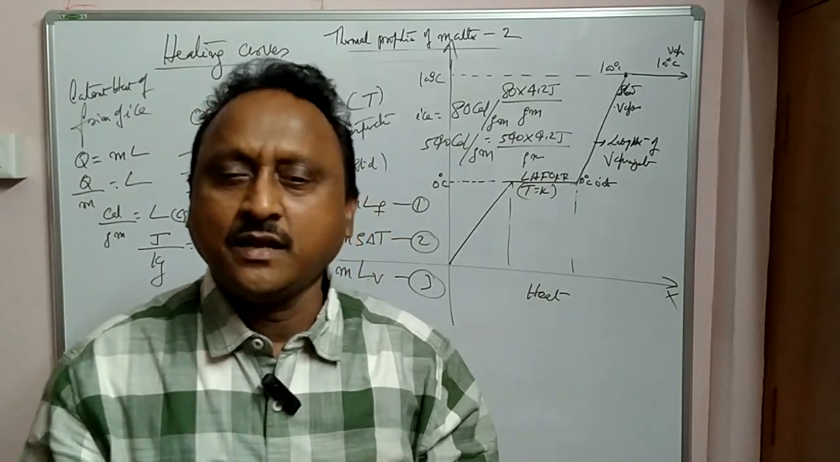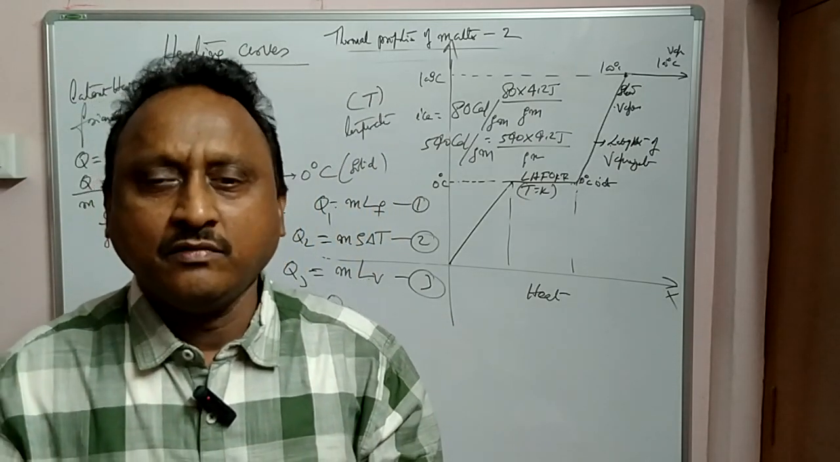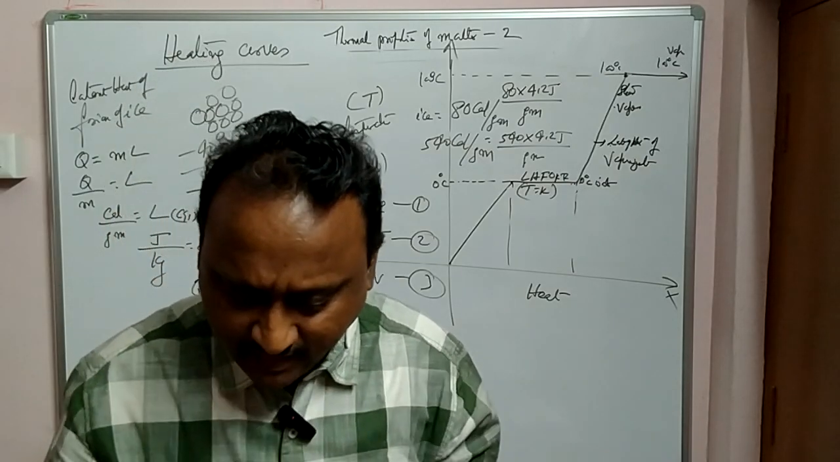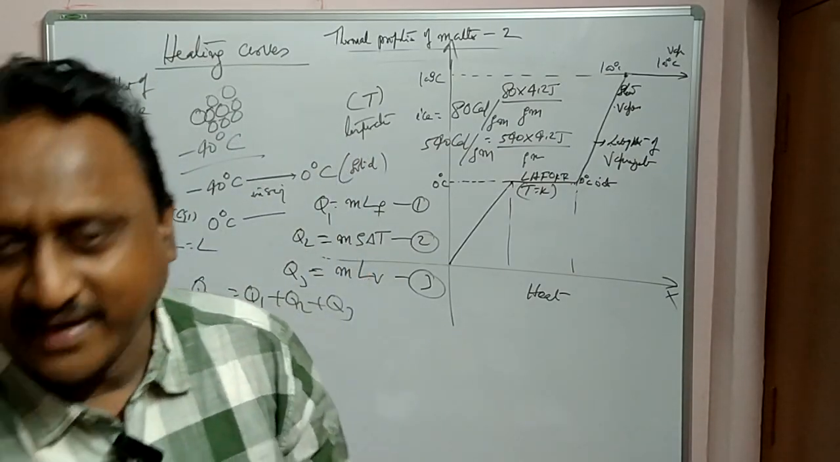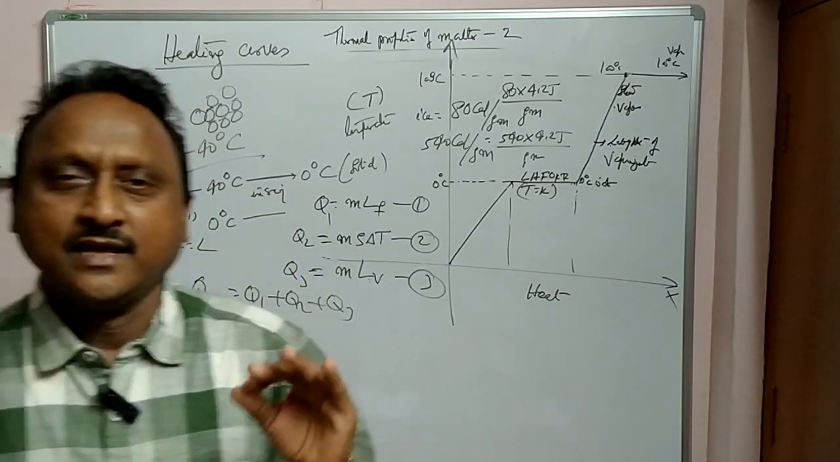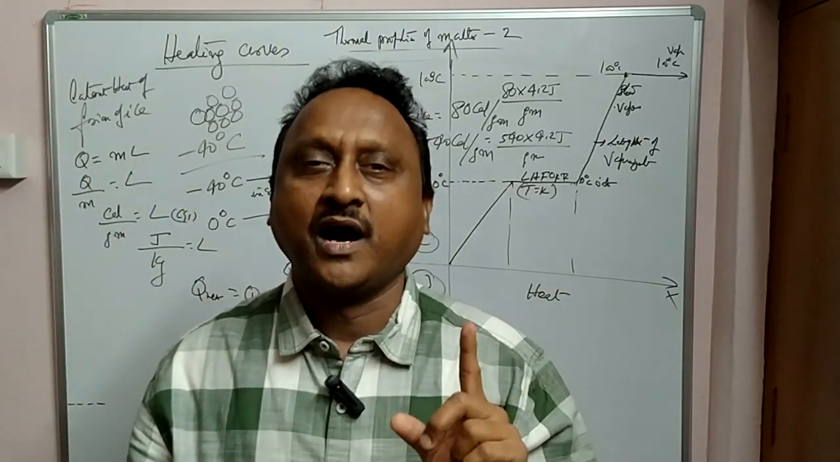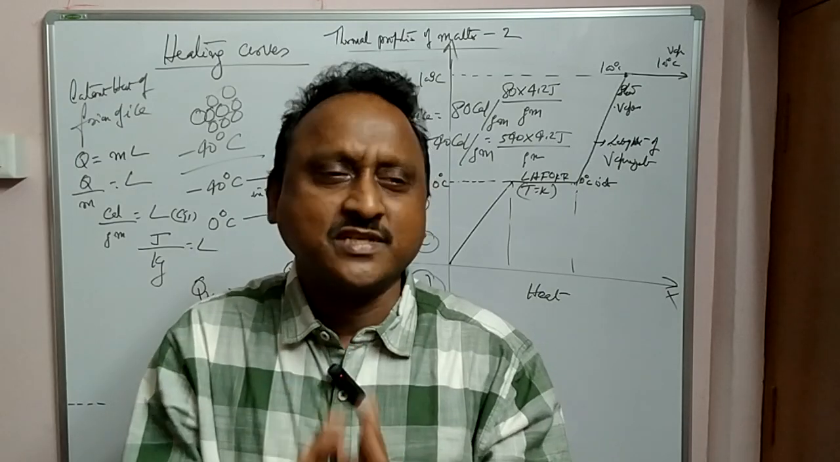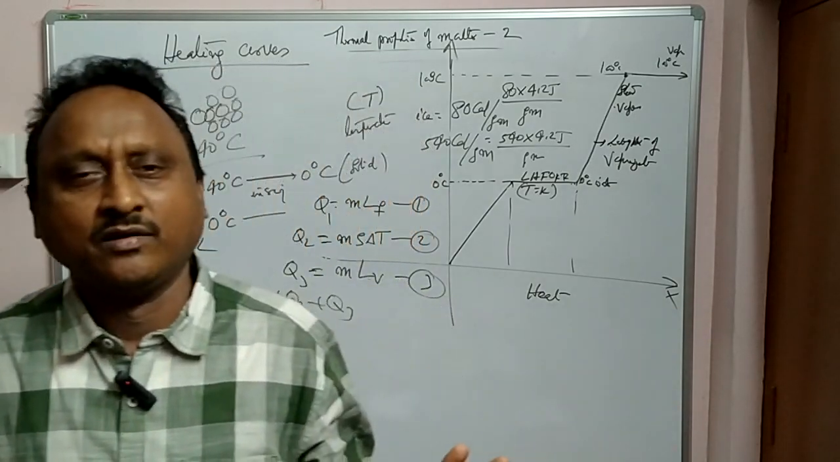Finally, that is thermal properties of matter part 2. Now with this we'll end this chapter. Again we'll be meeting in our next chapter, that is heat transfer. It is also called thermal properties of matter part 2 in other words, but we won't use that term, we'll use heat transfer only. Okay, right.